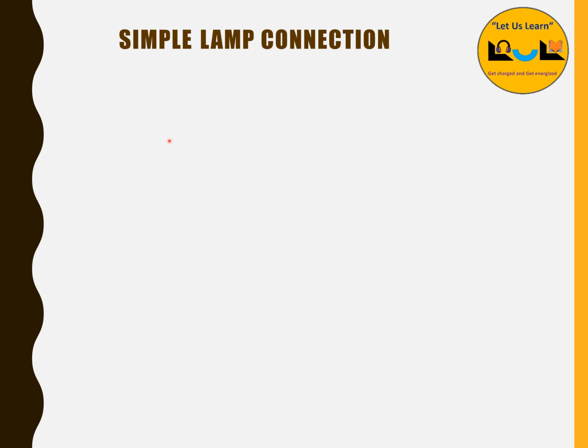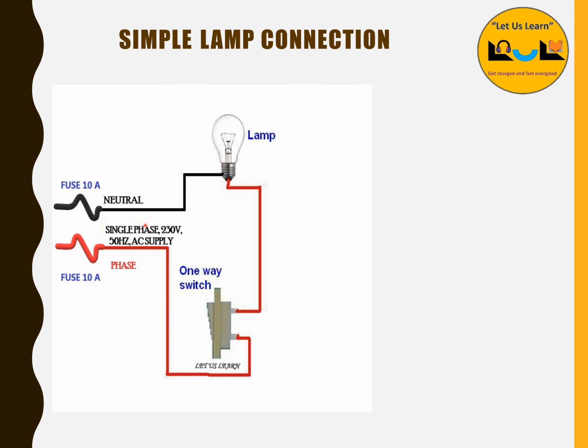Now we are going to discuss the simple lamp connection. This diagram shows the simple lamp connection. Here we have the phase. The phase is connected to the switch, and following the switch it is connected to the lamp. The other end of the lamp is connected to the neutral. The neutral wire is used to complete the circuit. If the neutral wire is absent in any circuit, then the circuit becomes open. It is incomplete. So to complete the circuit, we need the neutral wire. So this is the simple circuit.